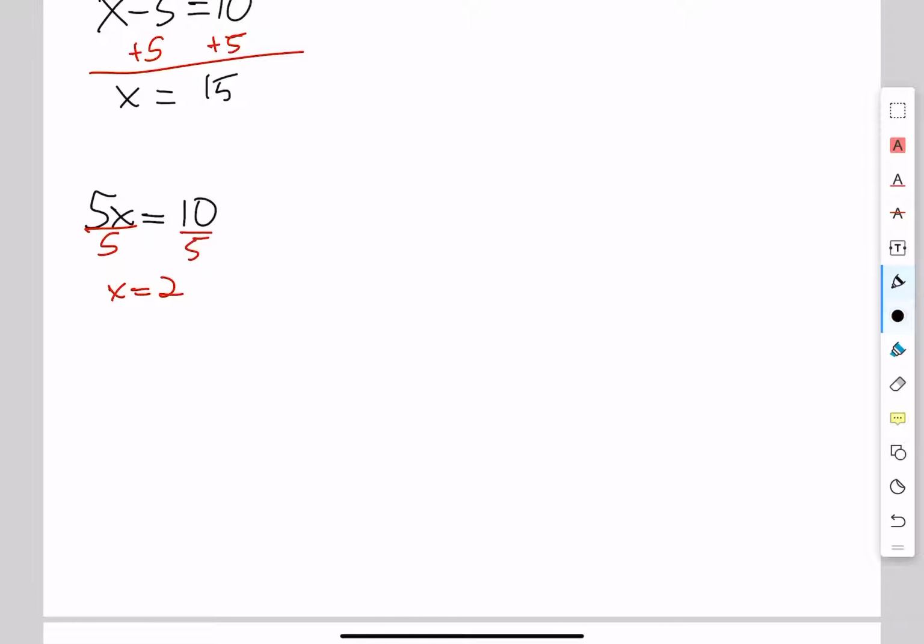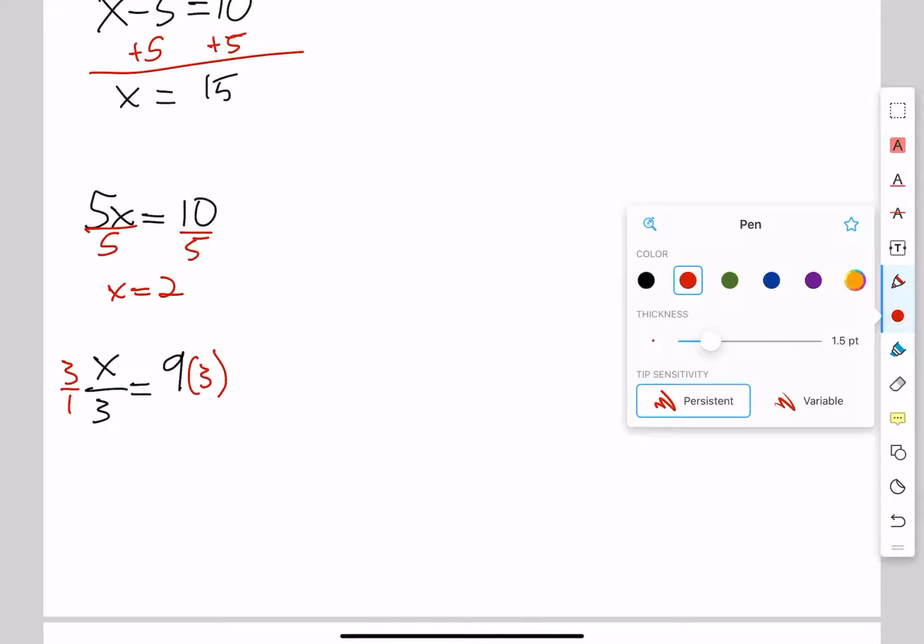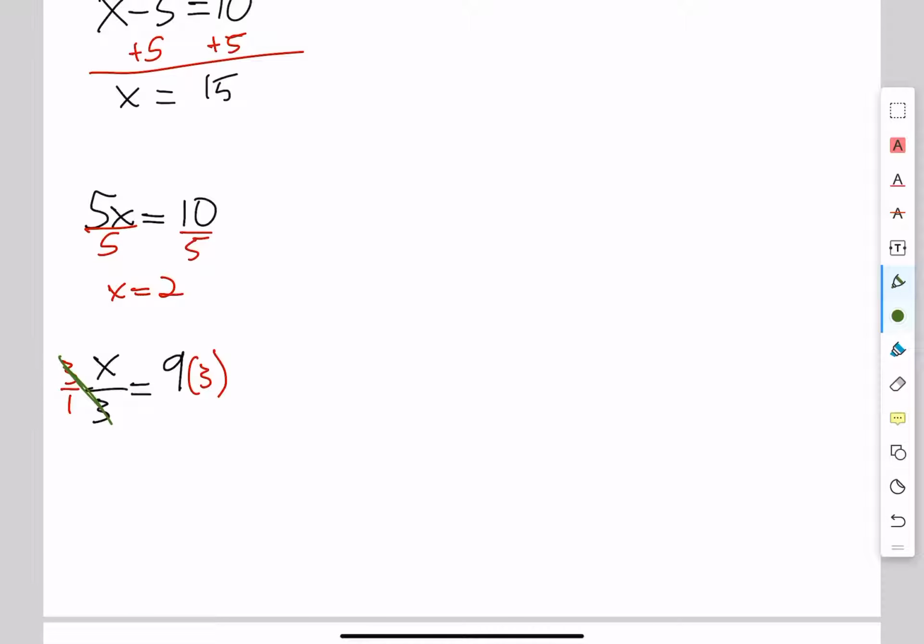Last case is this: I have x divided by 3, and that's equal to 9, let's say. So here the inverse operation, to undo dividing, we multiply, so multiply both sides by 3, which is the same as 3 over 1. And then the 3's cancel out, and I'm left with x equals 27.